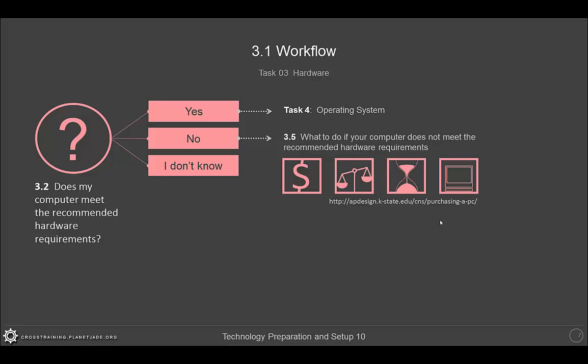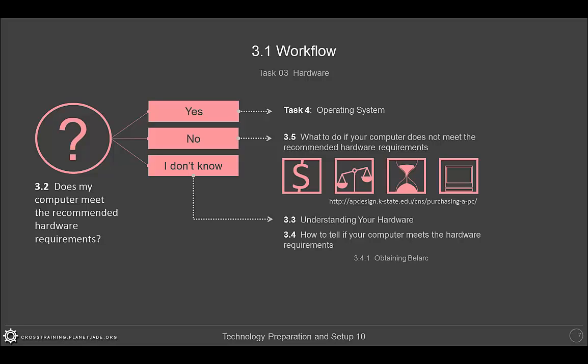And chances are many people will answer I don't know, especially if you don't know a lot about your computer. So if you answer I don't know, we give you a quick crash course on understanding your computer's hardware. Now all computer hardware is going to be slightly different in configuration, but the concept is going to be pretty much the same. Then we move on to 3.4, how to tell if your computer meets the hardware requirements.